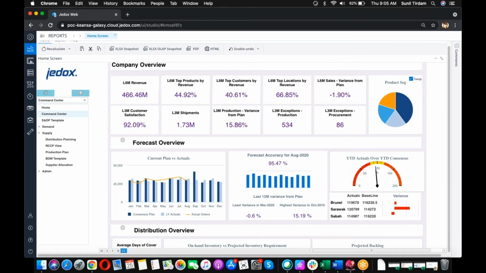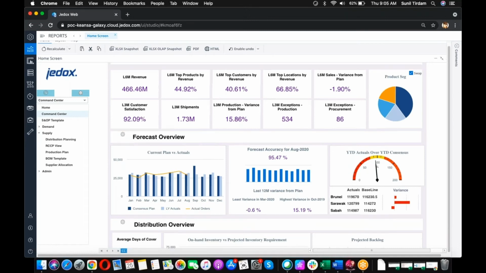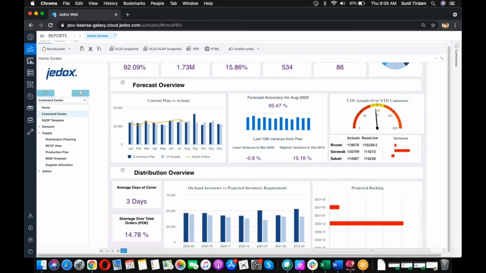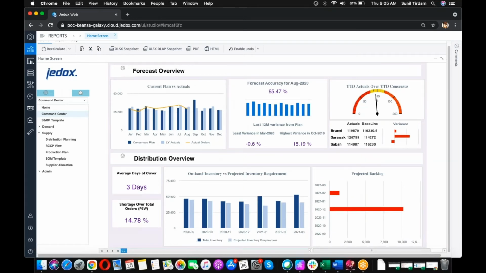And as we scroll down, we can start looking at certain parameters which are specific, like if you're looking at your forecast quality, you can look at your distribution performance. So you're looking at what kind of shortage over total orders you have seen. Are you forecasting for the future 6 weeks? Is it good or bad? Is it something that you need to take care of? Your organization definitely has that understanding of what is good and what is bad, and they can actually act on it.